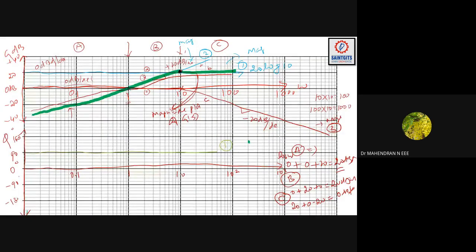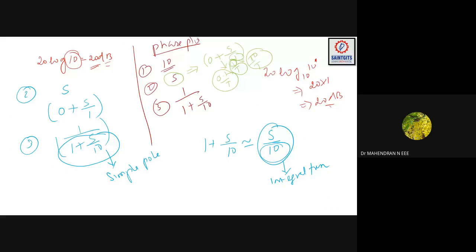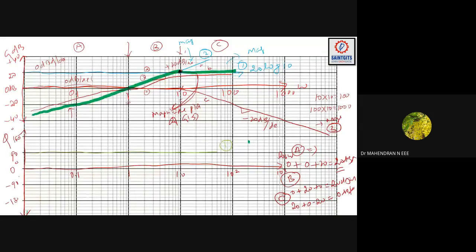So this is the second case, the differentiator. For the differentiator curve, the actual frequency is 1, and 1 divided by T will be here, and 0.1 divided by T will be there. Then we are able to draw like this.